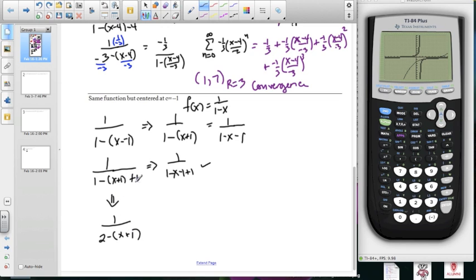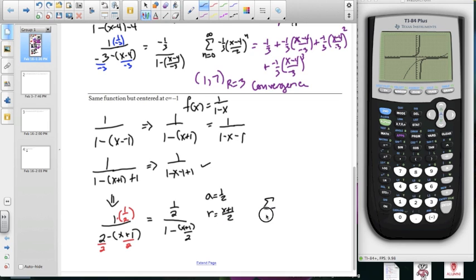So we're going through the same steps here. We're adjusting the center, and then we're coming out here and dealing with this and making sure it's a 1. So right now we have a 2, so we're going to divide everything by 2. Go ahead and multiply by 1/2 up there. And so now we have up here 1/2, and we have 1 minus x plus 1 over 2. So that's our r value. So we have an a of 1/2, and we have an r of x plus 1 over 2.